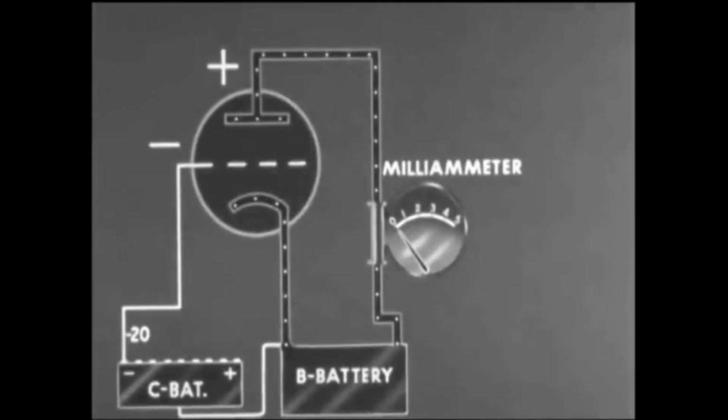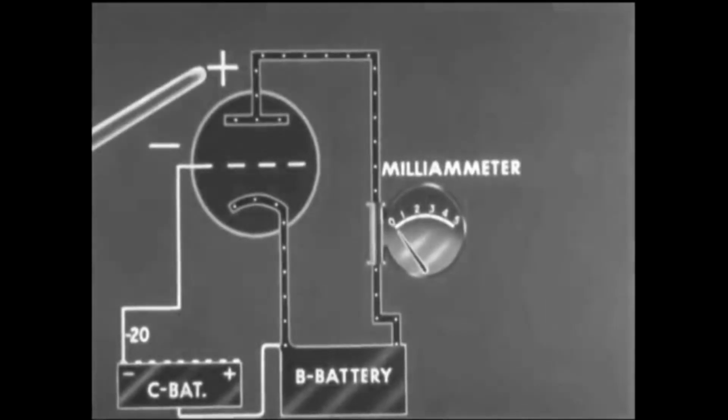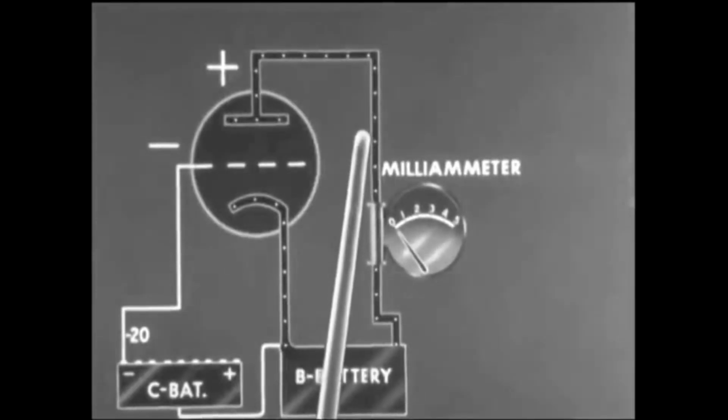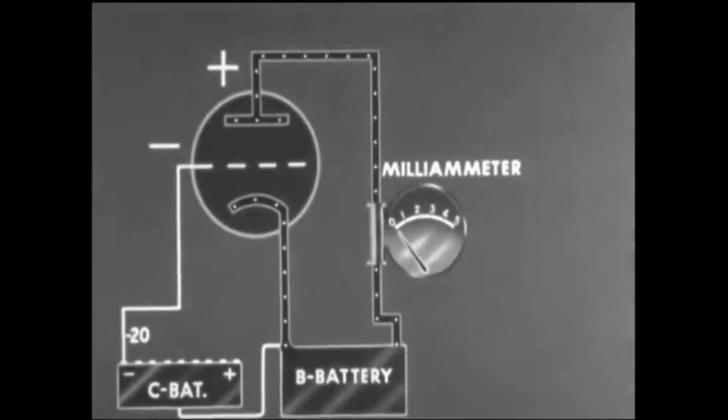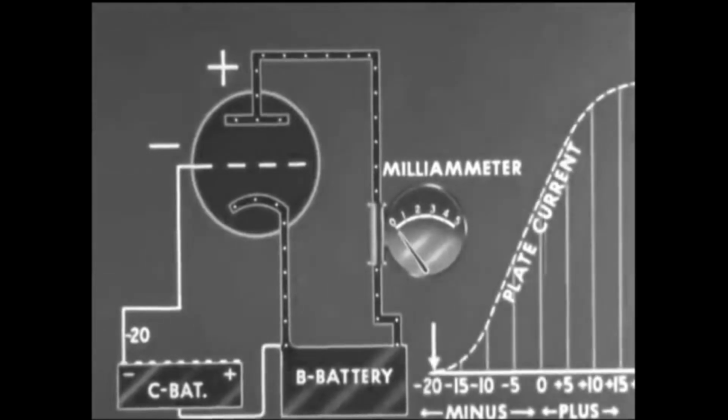This circuit represents a hookup to test the effect of grid bias on plate current. With the grid negative well below the cutoff point and the plate positively charged by the B battery, no current is seen to flow around the plate circuit and through the milliammeter. We may chart the flow of plate current with changes in grid bias.